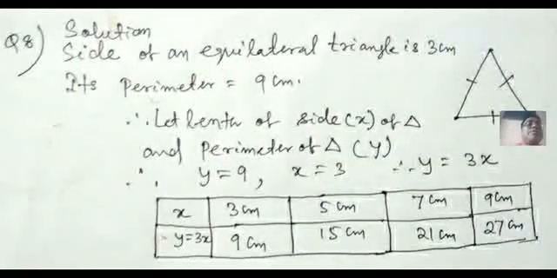Since the side of an equilateral triangle is given as 3 cm, its perimeter is 9 cm. Therefore, let the length of the side be x and the perimeter be y. Then y is equal to 9 when x is equal to 3, which shows the relation that y is equal to 3 times x, or y is equal to 3x. So it forms a linear equation y is equal to 3x. Let us form a table by taking x and y equal to 3x. Take the values: x is 3, 9; 5, 15; 7, 21; 9, 27, etc. are the different values of this.